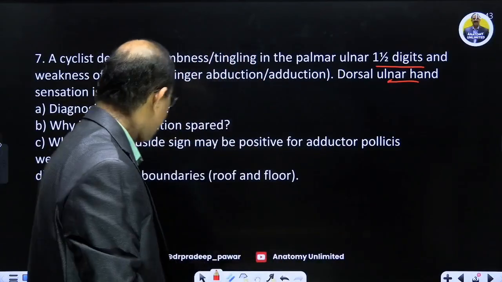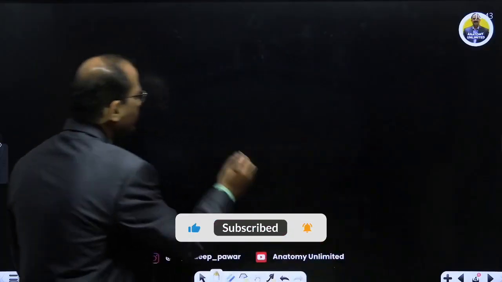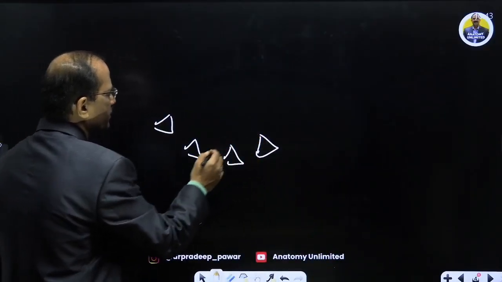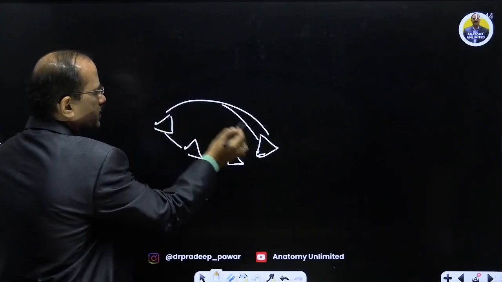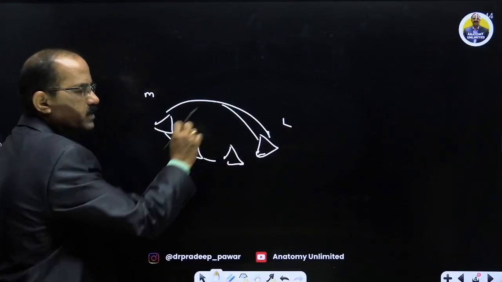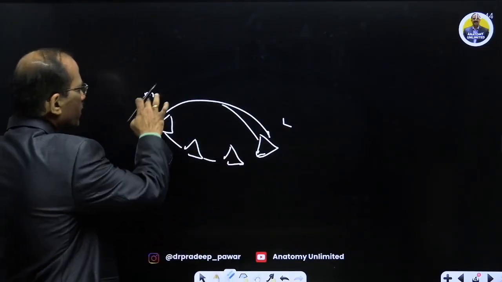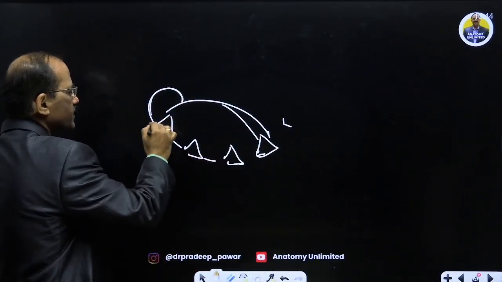When it enters the hand, how does it enter the hand? Have a look at this. What is the name of this tunnel? Do you remember? These are the carpal bones, and this is the medial and the lateral part. What is this tunnel known as? Carpal tunnel.